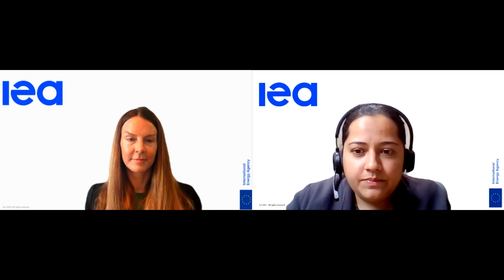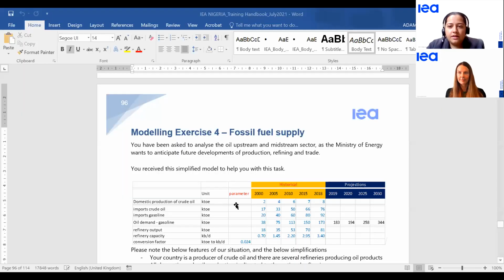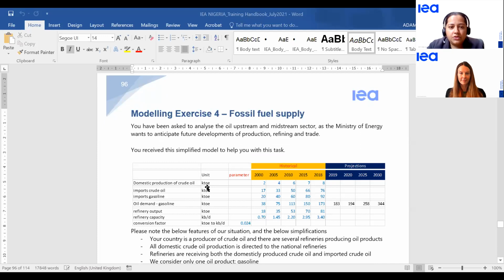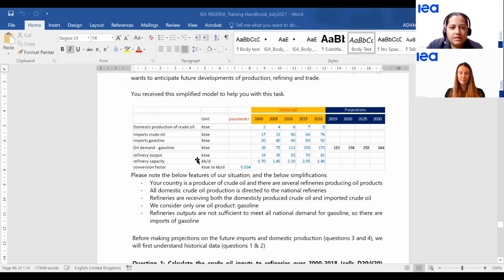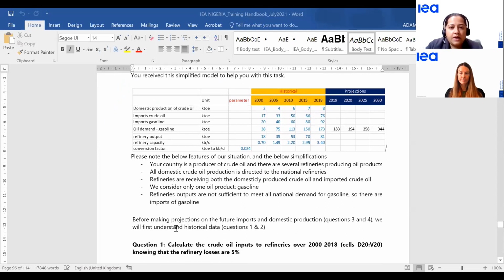So normally, very quickly, in the booklet you have the exercise on the fossil fuel supply, and in this exercise you have been asked to analyze the oil upstream and midstream sector, as the Ministry of Energy wants to anticipate future developments of production, refining, and trade. So we provided you with this simplified model in Excel to help you with the task. And here you have to note the below features and simplifications that we have made.